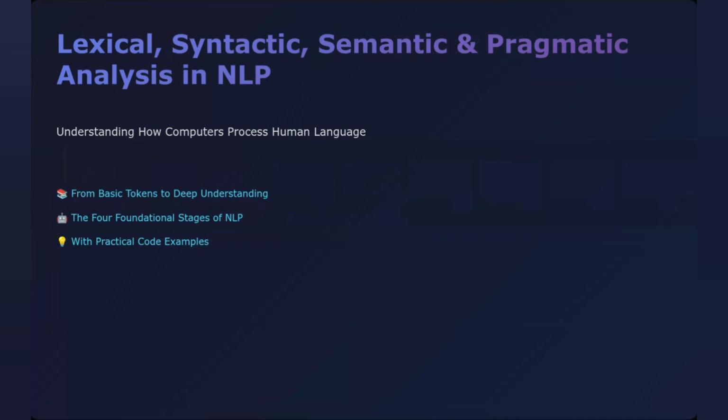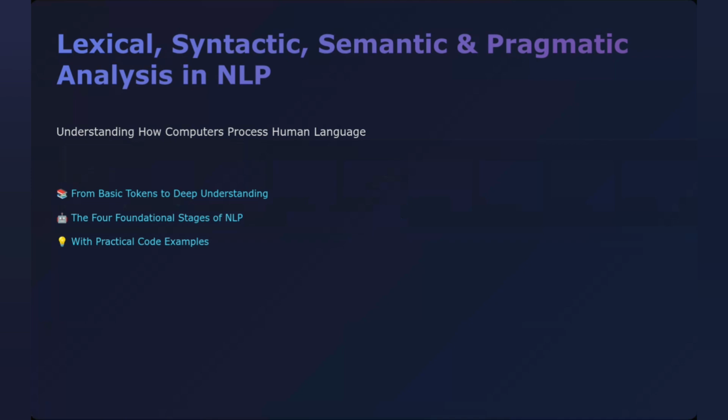Today, we're diving deep into something absolutely fundamental in natural language processing, the 4 stages that help computers understand human language. We're talking about lexical, syntactic, semantic, and pragmatic analysis. Think about it. When you read a sentence, your brain processes it instantly. But for a computer, it needs to go through multiple stages. By the end of this video, you'll understand exactly how AI systems break down and understand language just like we do.